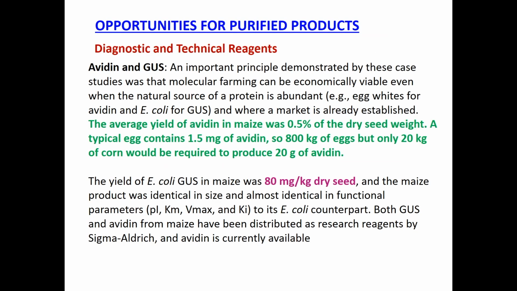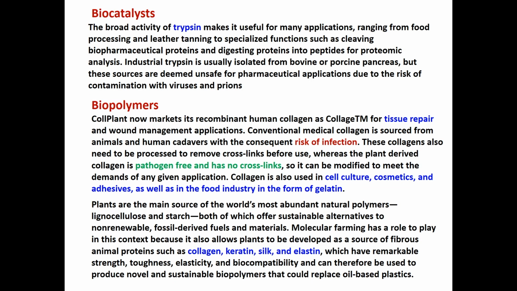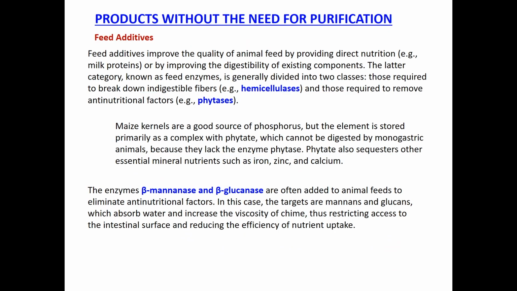These are the different concerns, and then opportunities for purified products. These are the different products available commercially, like avidin and gas, biocatalysts like trypsin, and biopolymers that are also produced here, and then some other products like collagen, keratin, silk and elastin. These can also be produced in the plant system.